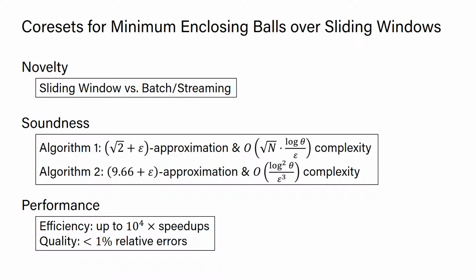They also show good performance in experimental evaluations. They can achieve up to 4 orders of magnitude speedups over state-of-the-art batch algorithms. Meanwhile, their results are of high quality, with less than 1% relative errors compared with the optimal ones.